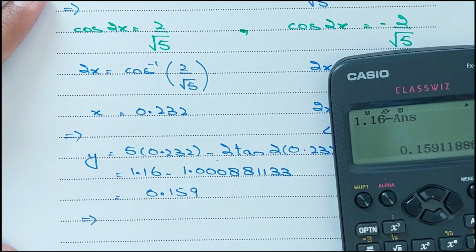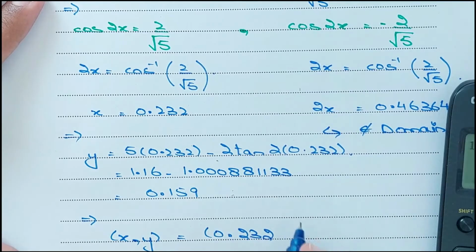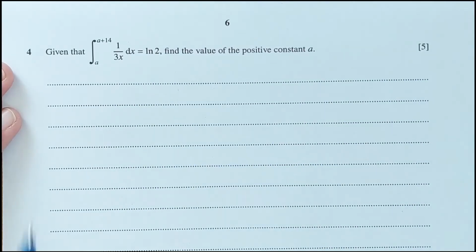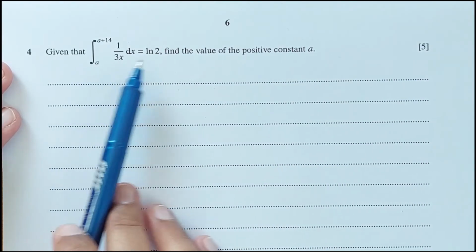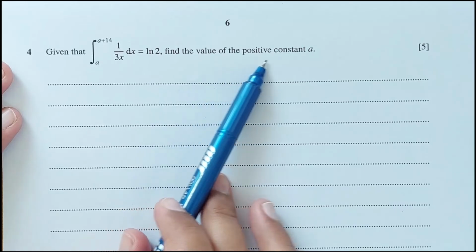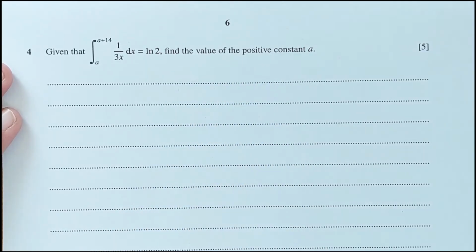Okay, so it has only one stationary point, and the coordinates of the stationary point, up to 3 significant figures, are 0.232 for the x coordinate and 0.159 for the y coordinate. All right. Question number 4, given that the integral equals ln 2, find the value of the positive constant a.